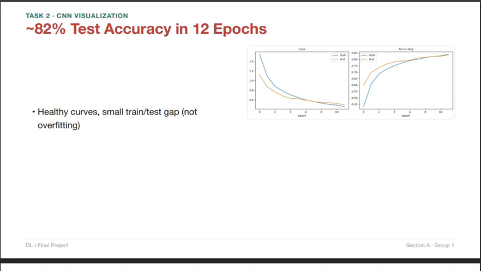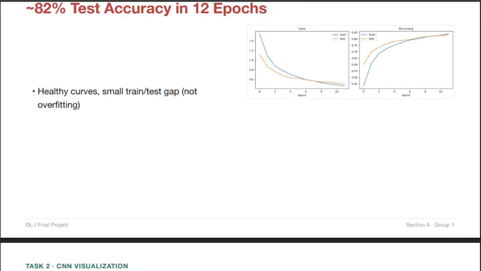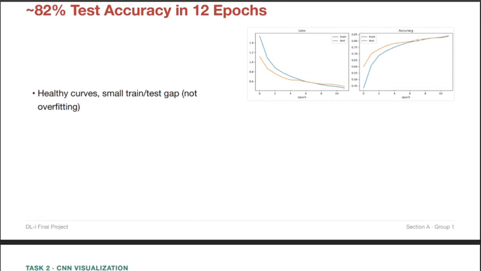After training for 12 epochs, the model achieved approximately 82% test accuracy. The loss curve decreases smoothly while the accuracy curve steadily increases. The small gap between the training and the testing performance indicates that the model generalizes well and is not significantly overfitting.